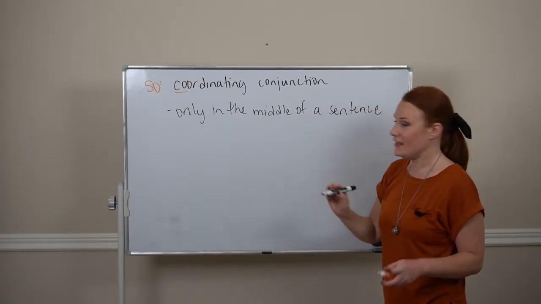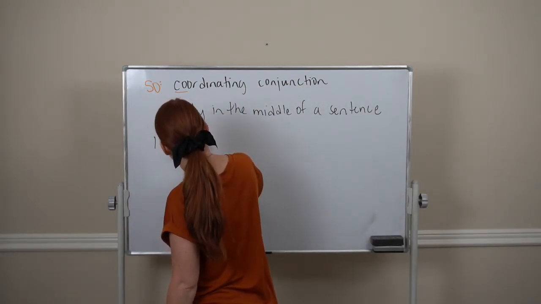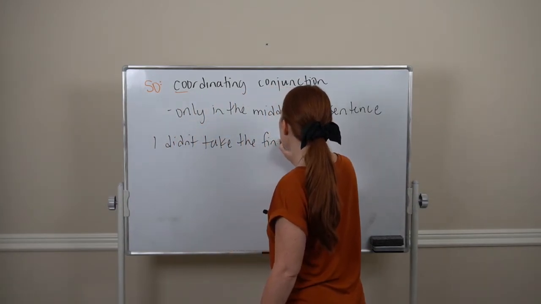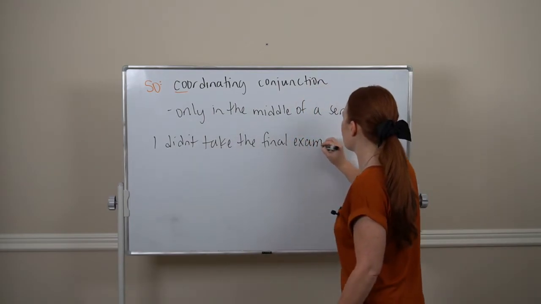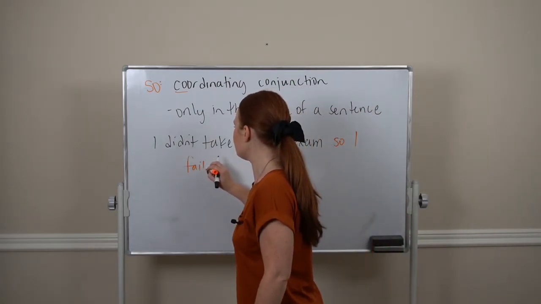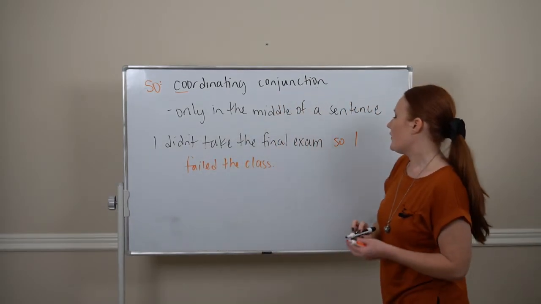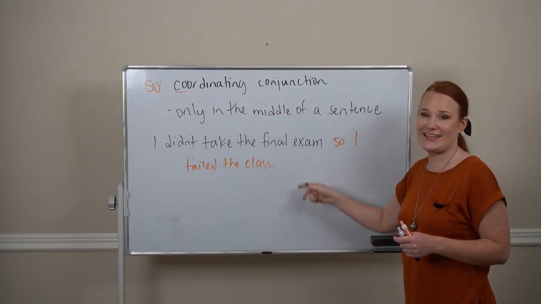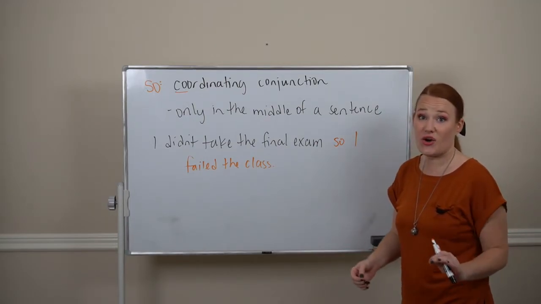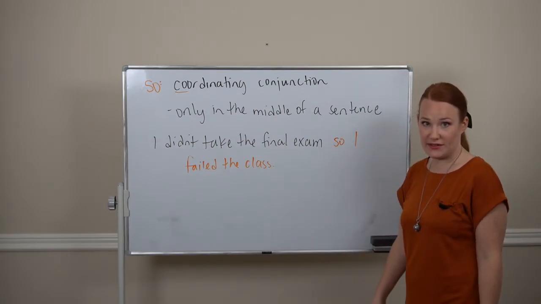So I can say, I didn't take the final exam, so I failed the class. So is our coordinating conjunction. It connects these two ideas. It's in the middle of a sentence. It cannot go at the beginning. I can't just say, so I failed the class, period.